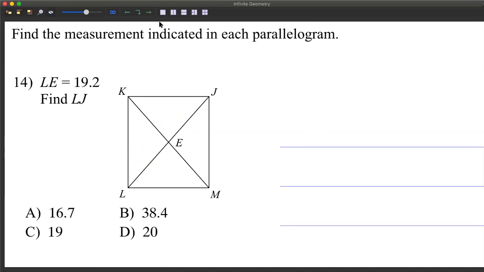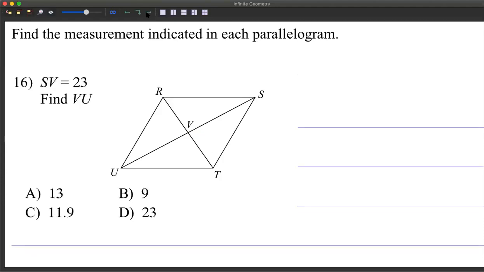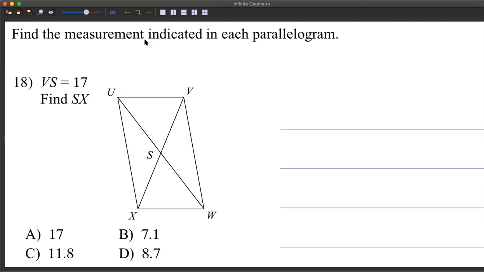All right, I'll do one more. Why not? LP is 6 and they wanted LN. So if LP is 6, that means PN is 6. So that means LN, the whole thing, is obviously going to be 12. And that's it.